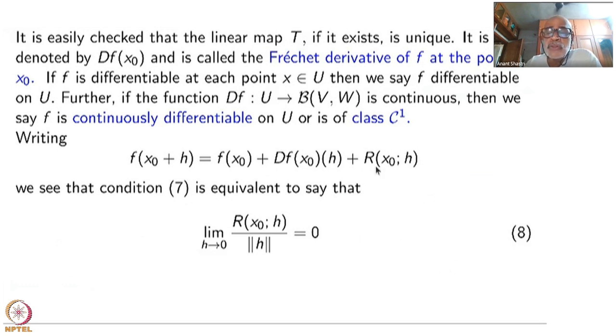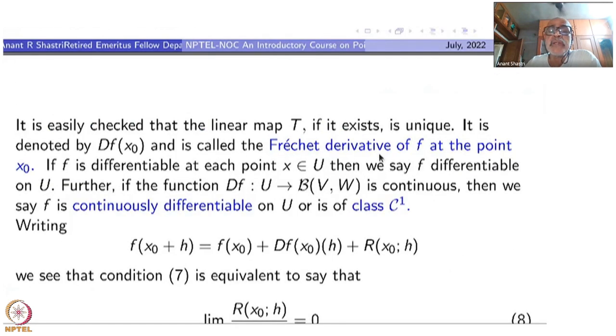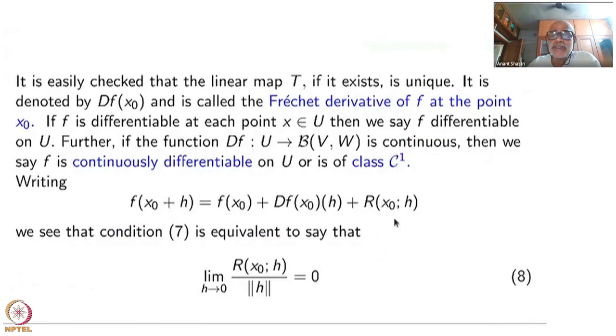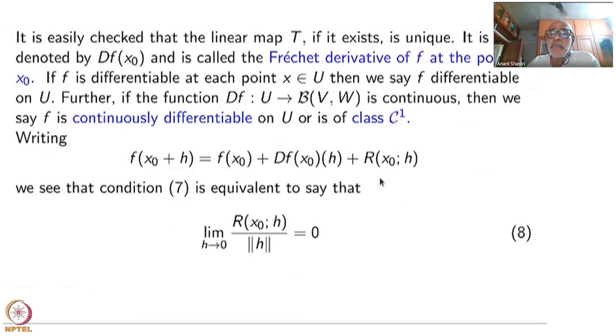Why should you ignore this one, or what makes you ignore it? It is not always possible, but because of this definition, if you divide this by norm h, then take the limit, it is zero. So the remainder after the first term has the property that if you divide by norm h and take the limit, it is zero. This is called the increment theorem, exactly as in the case of one variable calculus.